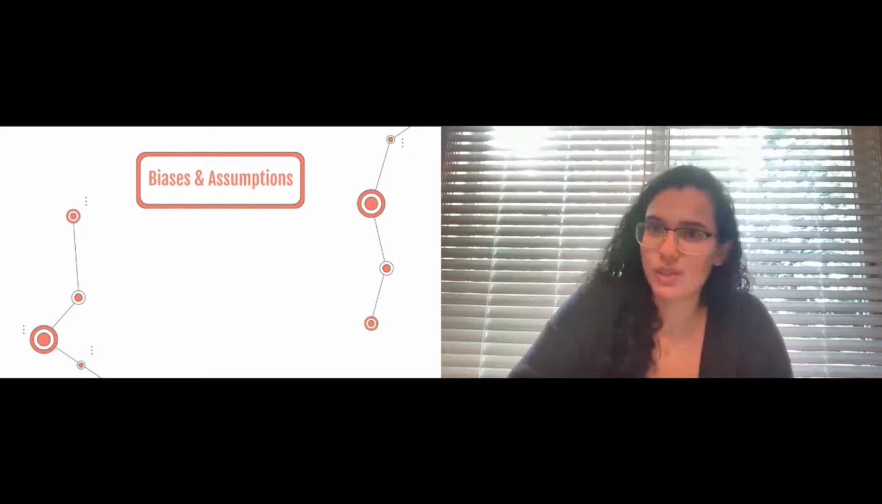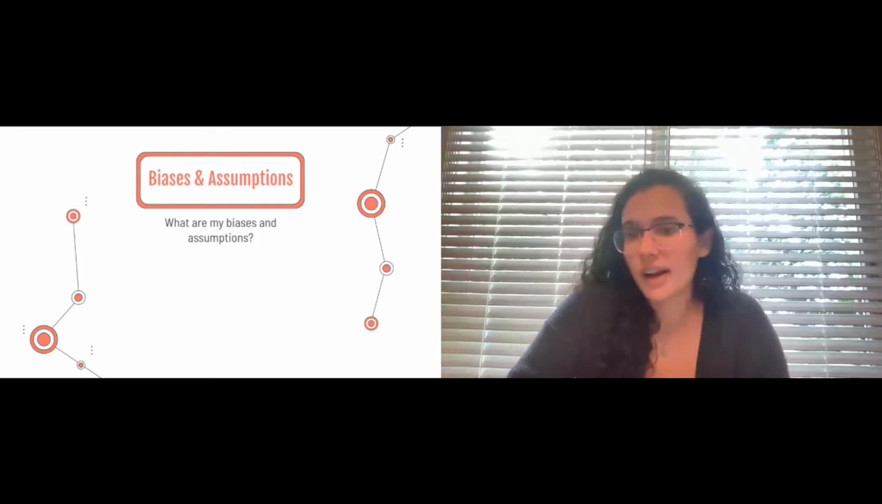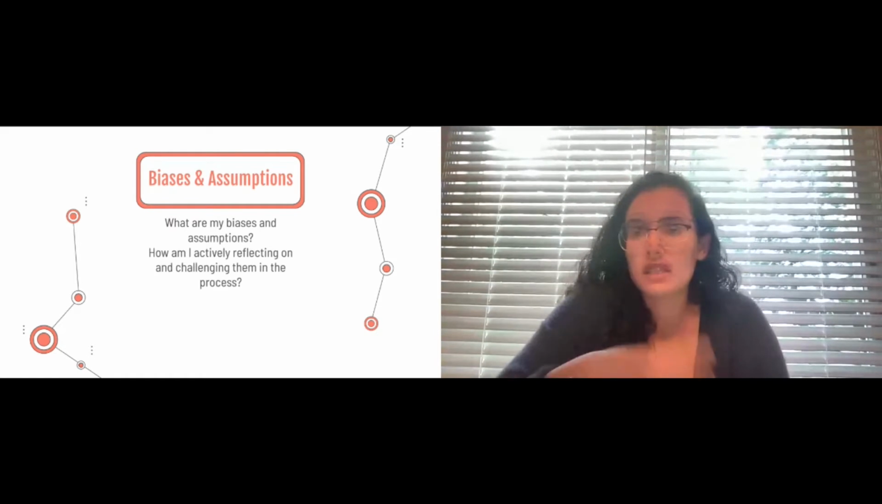So some key questions that I ask you to consider yourself when you're building tech solutions for a social problem are, what are my own biases and assumptions? And how am I actively reflecting on and challenging them in the process of building?